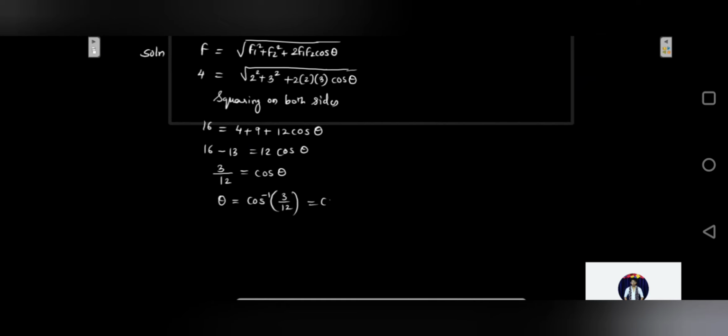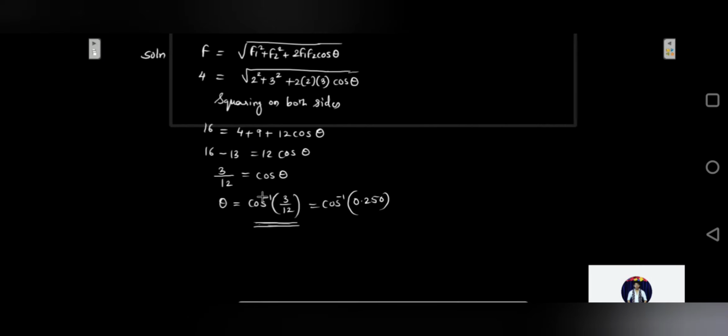It is going to be cos inverse of, this ratio is going to come to 0.250. Okay, cos inverse of this is, you need not find it out. This much is fine. Cos inverse of 3 upon 12 is enough.